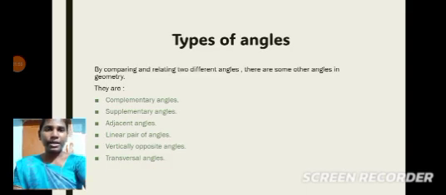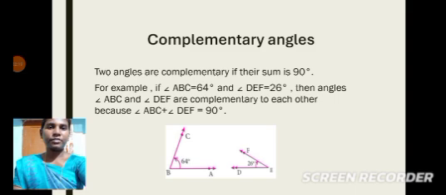Now, by comparing and relating two different angles, there are some other angles in geometry. They are complementary angles, supplementary angles, adjacent angles, linear pair of angles, vertically opposite angles, and transversal angles. Now, we will see one by one. The first is complementary angles.